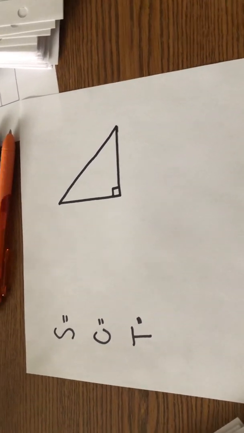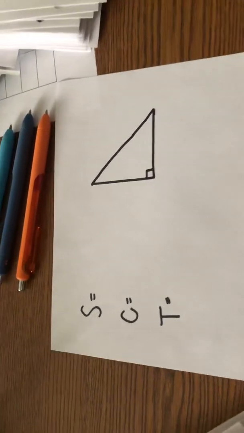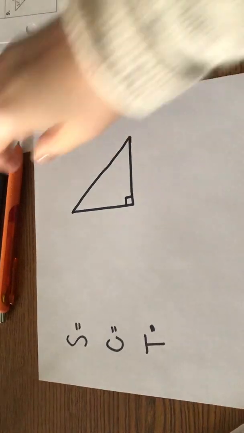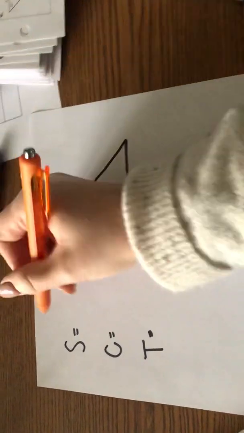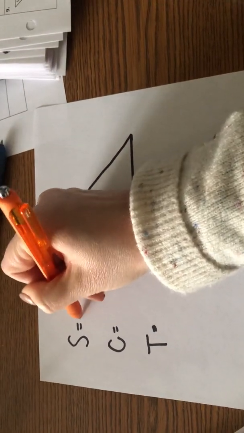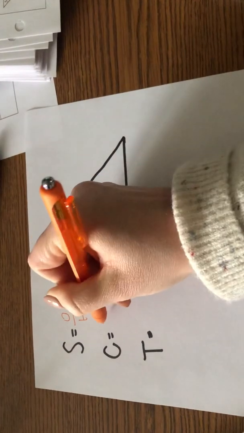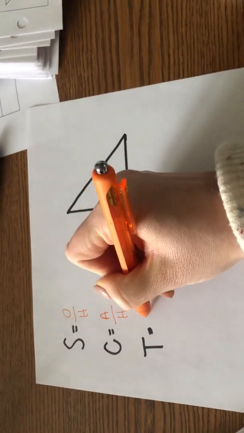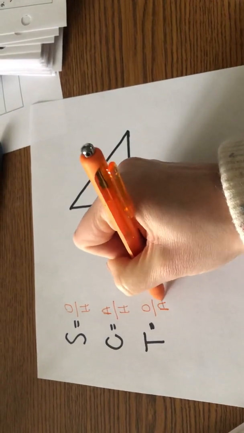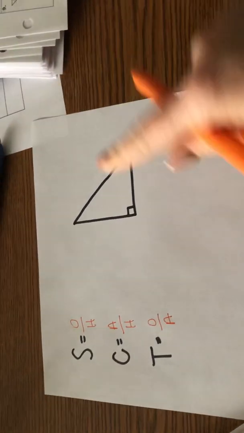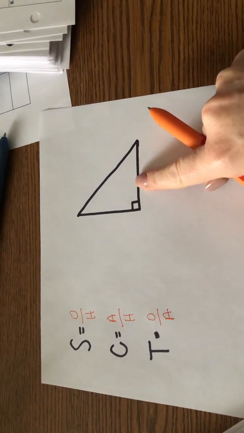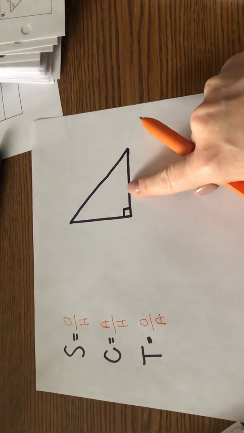All right, so yesterday we started our trigonometry chapter, and we started talking about sine, cosine, and tangent, and what I want to remind you is sine is opposite over hypotenuse, cosine is adjacent over hypotenuse, tangent is opposite over adjacent.